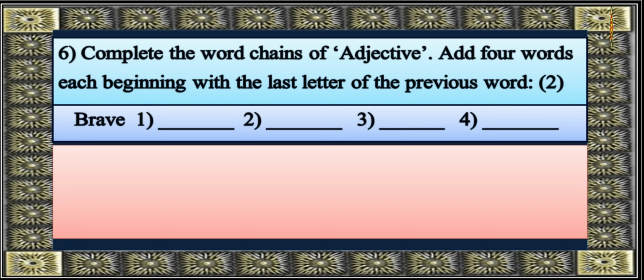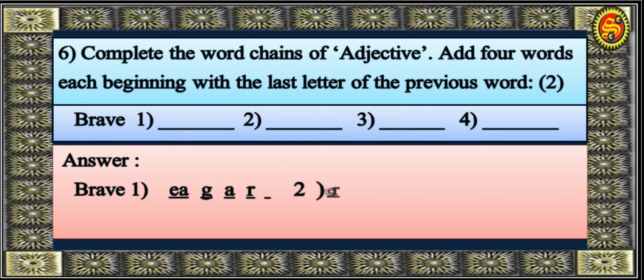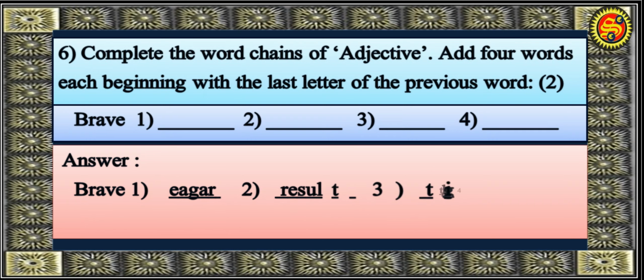Sixth, complete the word chains of adjectives. Add 4 words, each beginning with the last letter of the previous word. 2 marks. Answer: brave, eager, result, tight, train.